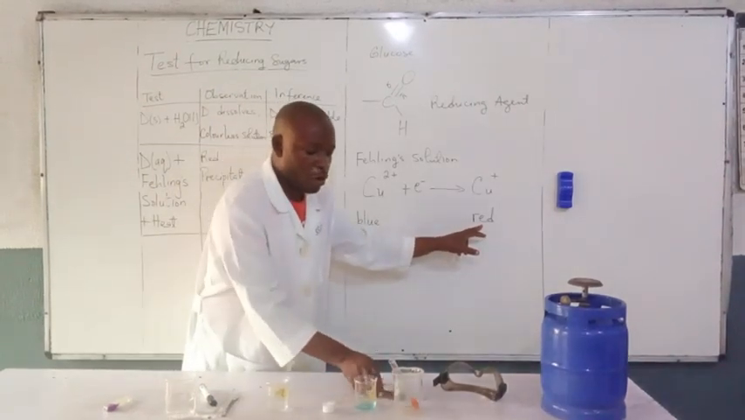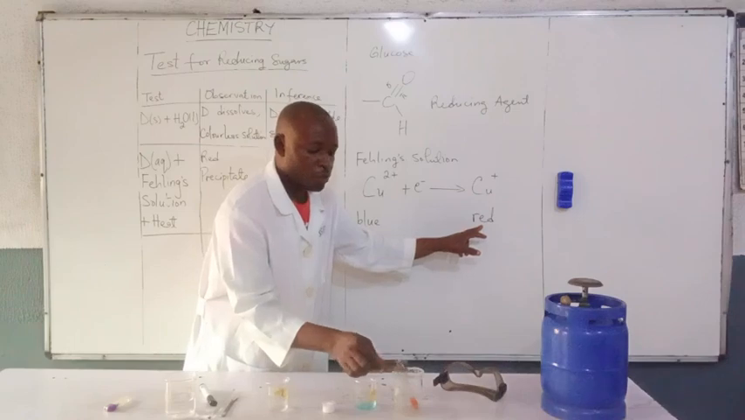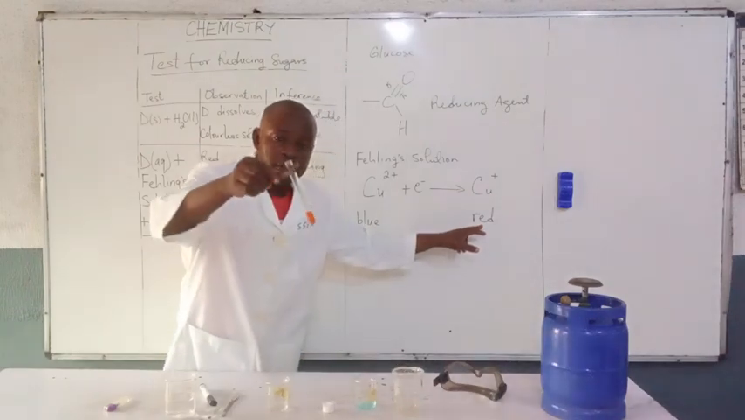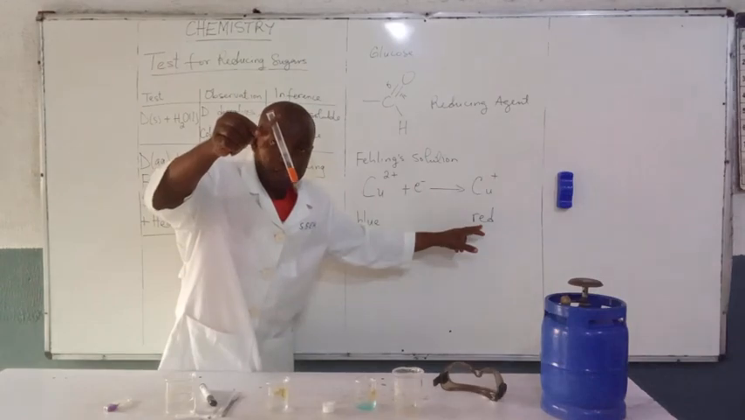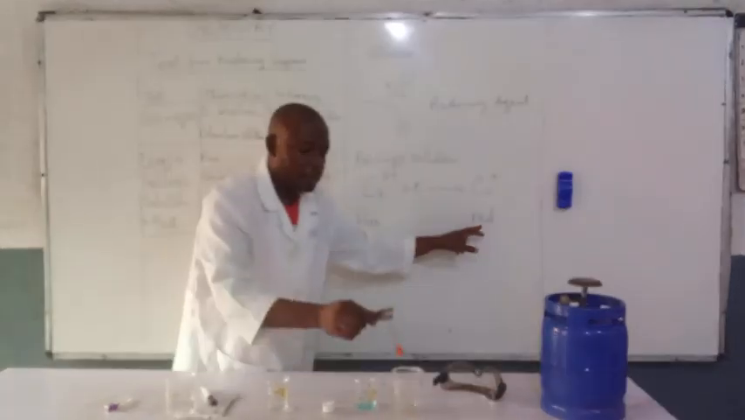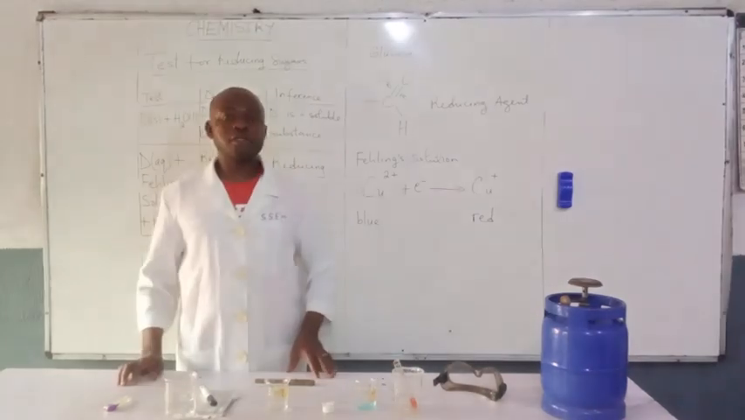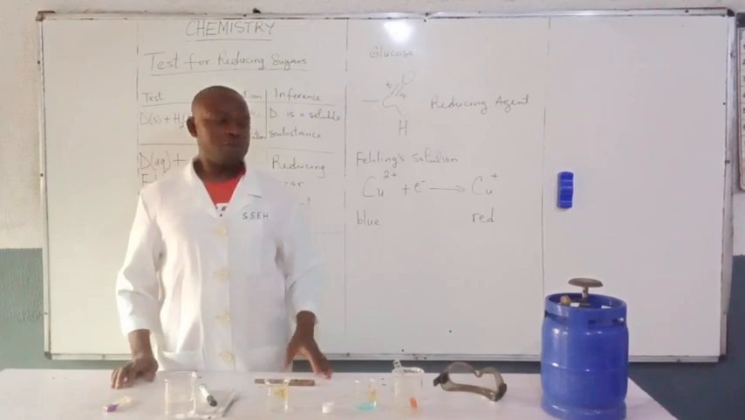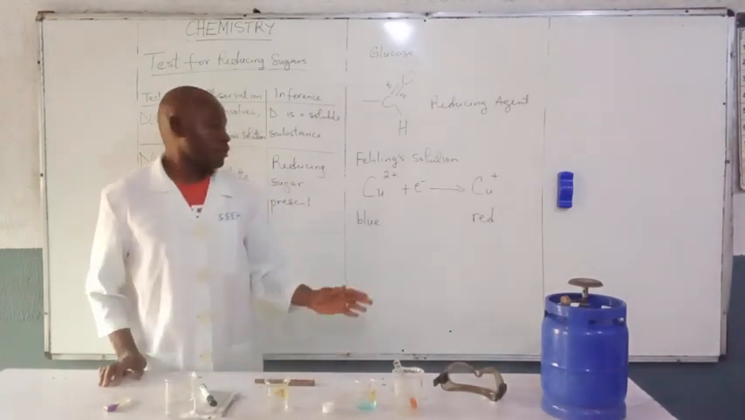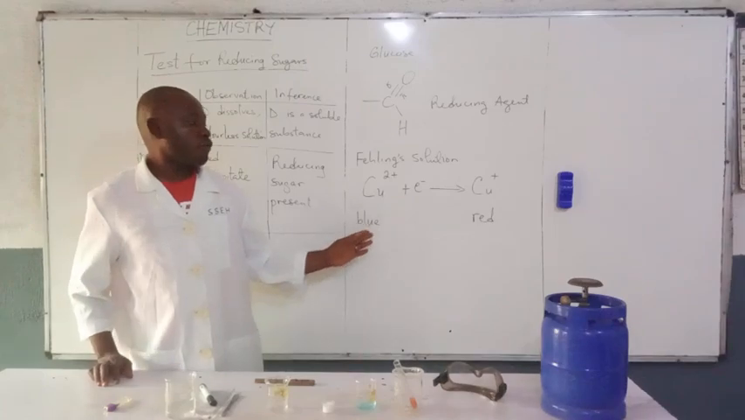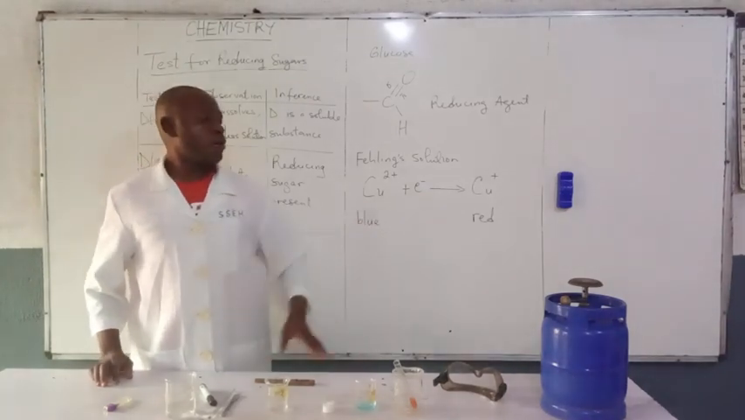That is the color you're observing while we heated the reagents. Do you understand the mixture? That's the red color you're observing here. So take note that when reducing agents react with Fehling solution, a red precipitate is observed as a result of the reduction of copper 2 ions to copper 1 ion.